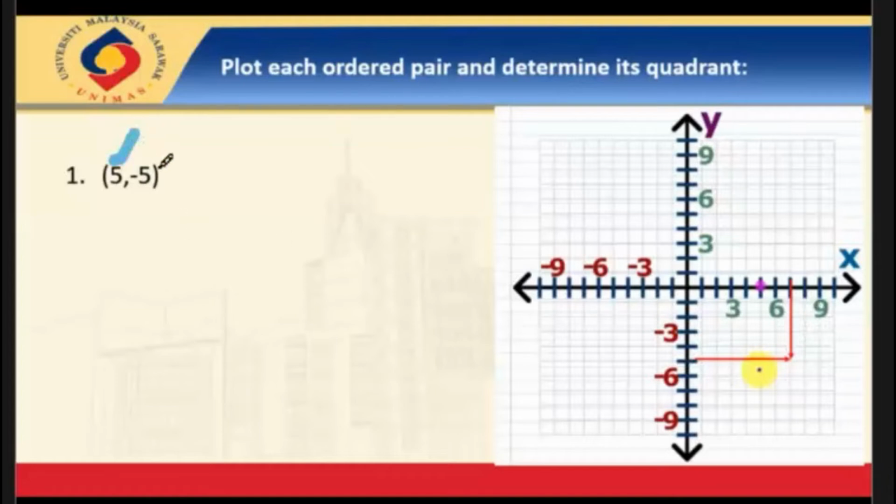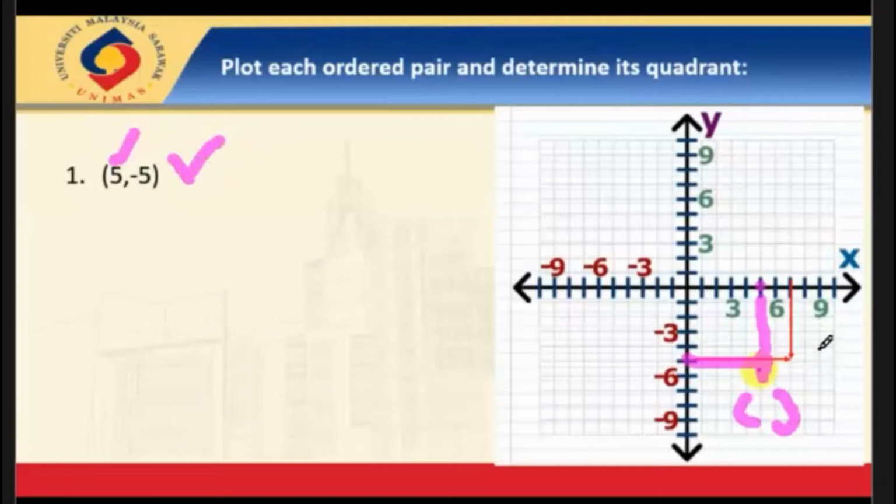And for negative 5, we will go down. So 1, 2, 3, 4, and 5. So it will be here. If you join this positive 5 with the negative 5, it will show this point. So in this way, on the basis of this drawing, we can say that this ordered pair falls in the 4th quadrant of the plane.